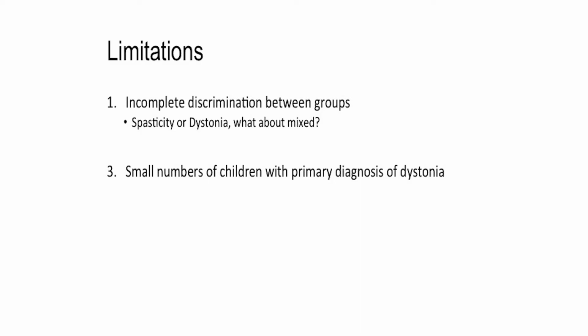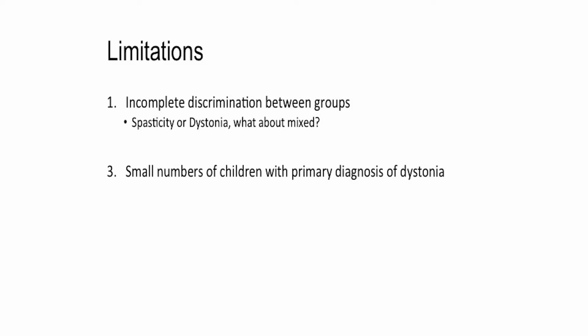There are several limitations with this index as it is. First, what I just mentioned, there is an incomplete discrimination between groups. The main issue we have is that in our database, we only record the primary disorder, so it's either spastic or dystonic. It's likely that a lot of the patients that were in this sort of red circle present a mixed disorder with a little bit of spasticity and a little bit of dystonia at the same time.